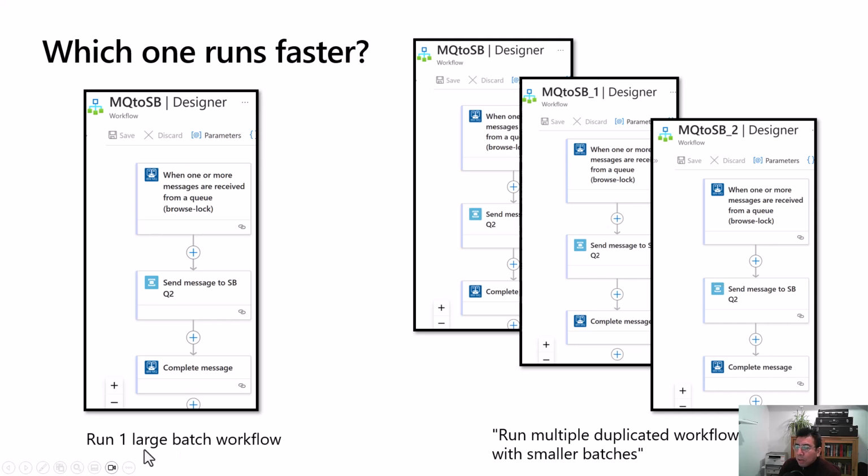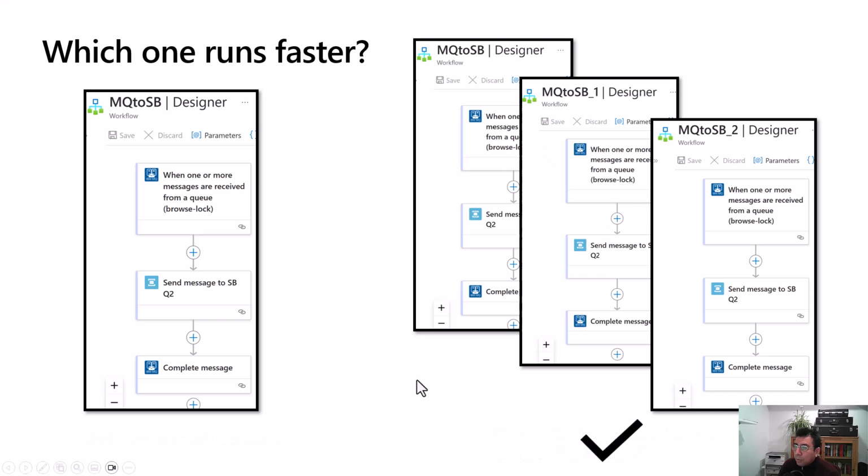One more scenario, which one runs faster? To have one large batch workflow or multiple duplicated workflows with smaller batches. We've run multiple tests, and we have arrived at the conclusion that this configuration is much faster. It enjoys the parallelization of the Logic App, right? And it operates much better. Of course, if you are using split on, which is the case because you see that we have the complete messages here, it's even much faster. So we invite you to test this configuration.